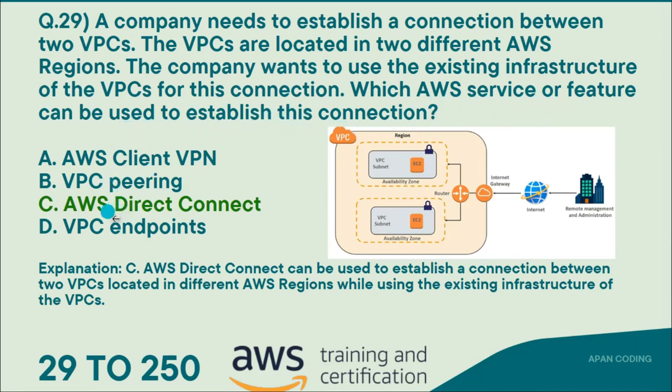So the option is C, AWS Direct Connect. AWS Direct Connect can be used to establish a connection between two VPCs located in different regions while using the existing infrastructure of the VPCs. So it's very clear, friends. If two VPCs are in different locations, how will they be connected? AWS Direct Connect will help. So move on to the next, friends.